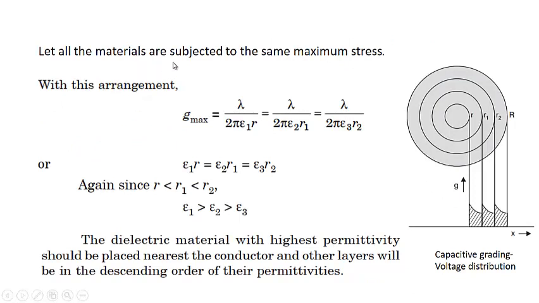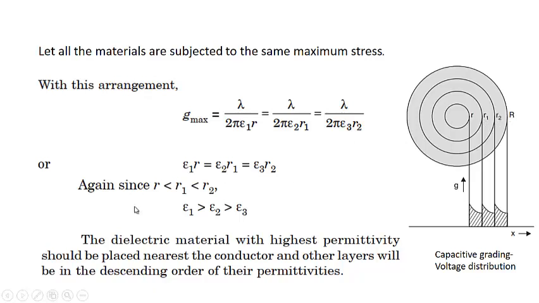Let all the materials be subjected to the same maximum stress, that is Gmax. So we assume that all have the same maximum stress. You can see from here, this is the maximum stress of this value, this is the maximum stress of this value, this is the maximum stress of this, and after that it will decrease definitely. So Gmax will be equal to lambda divided by 2 pi epsilon 1 r. For this case it will be lambda divided by 2 pi epsilon 2 r1, and for this case lambda divided by 2 pi epsilon 3 r2.